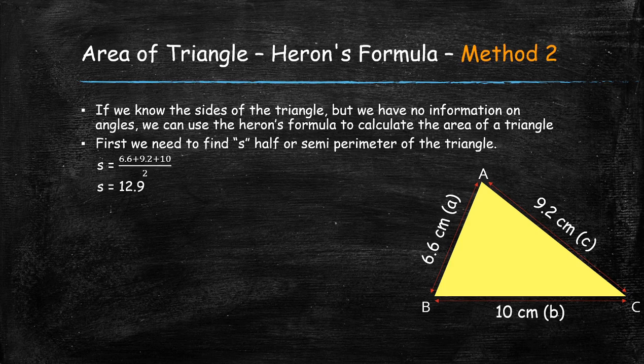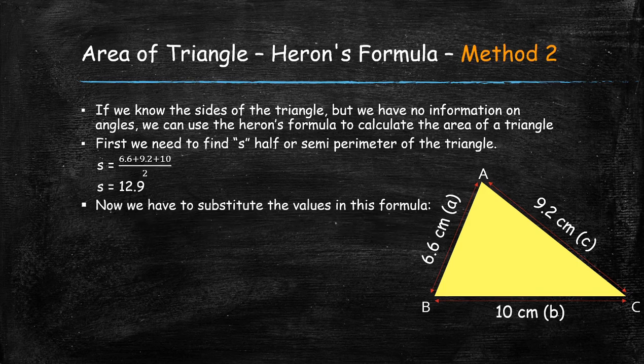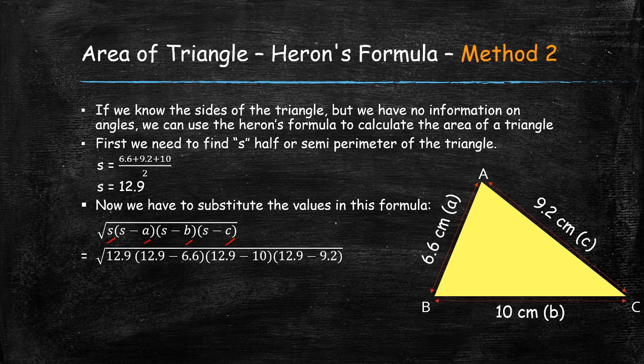It is very important to get s first. After we get s, we substitute the values in the formula. The formula is root of s into s minus a into s minus b into s minus c. We know s. Now a is 6.6, b is 10 and c is 9.2. We substitute the values, and we get 12.9 into 6.3 into 2.9 into 3.7.